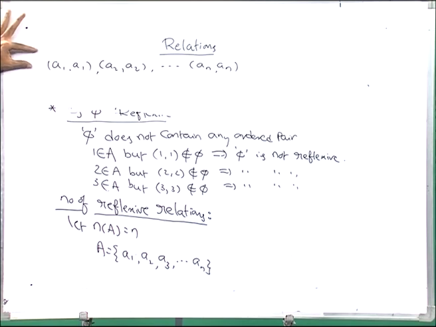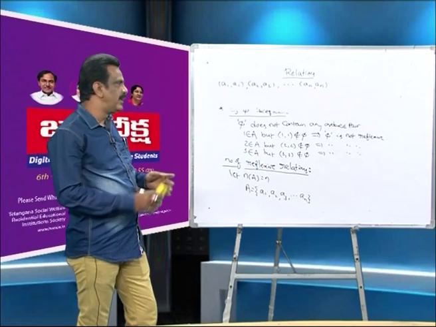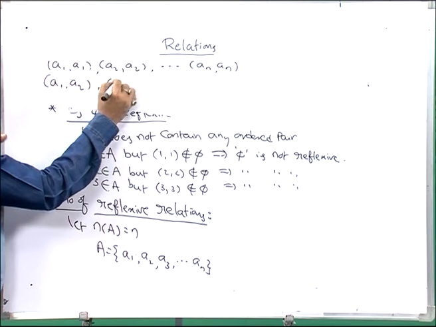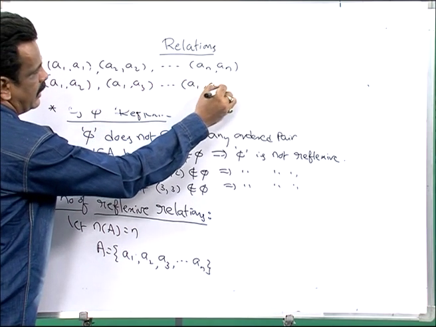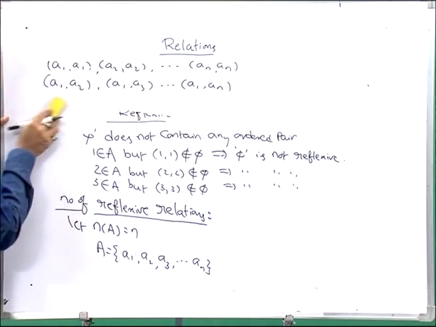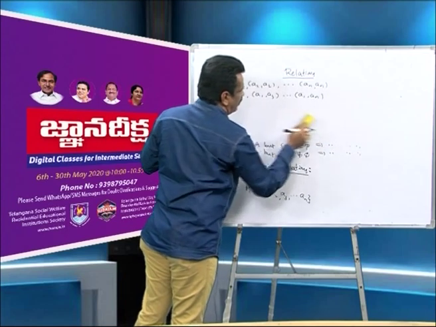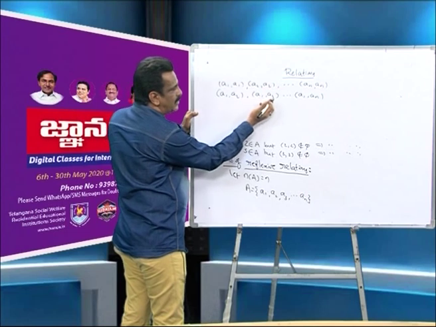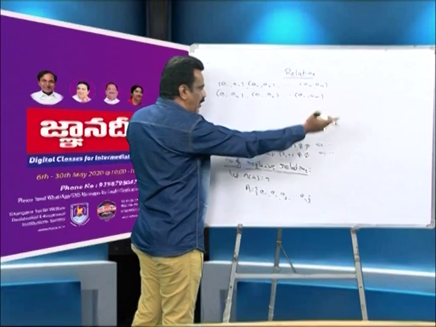These are one category of ordered pairs where every element is connected to itself, or every element is related to itself, we can say. And the other ordered pairs: A1 comma A2, A1 comma A3, it goes like that, A1 comma An. Here I have written A1 is connected to the second element, A1 is connected to the third element, A1 is connected to the fourth element, A1 is connected to the last element.